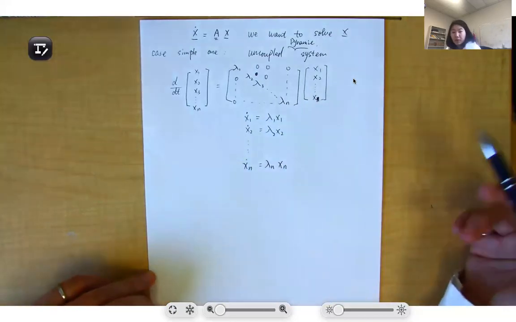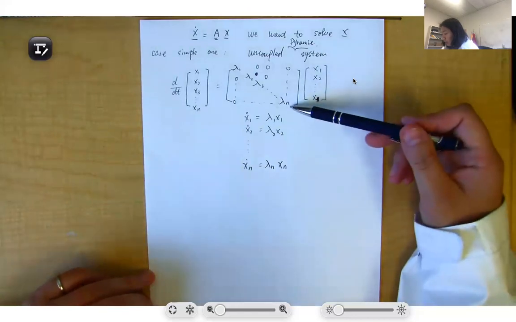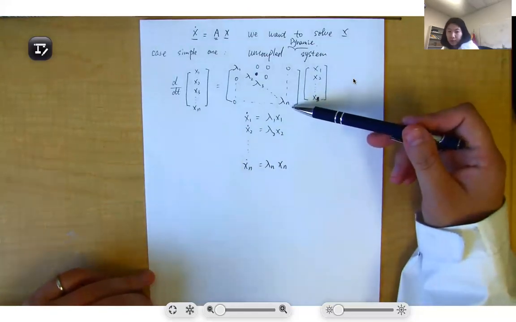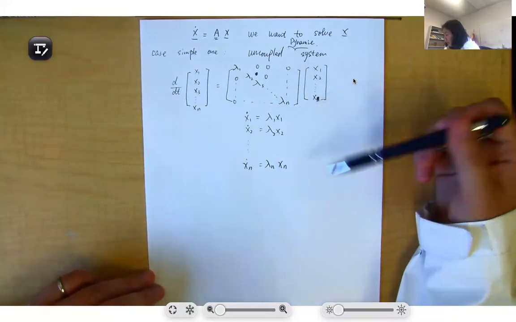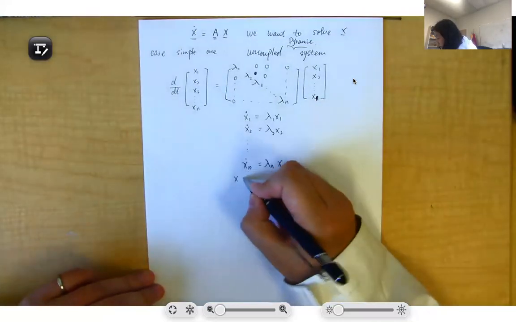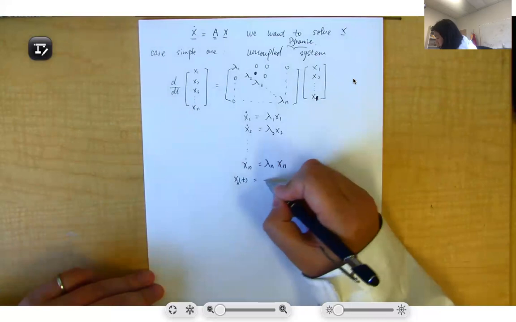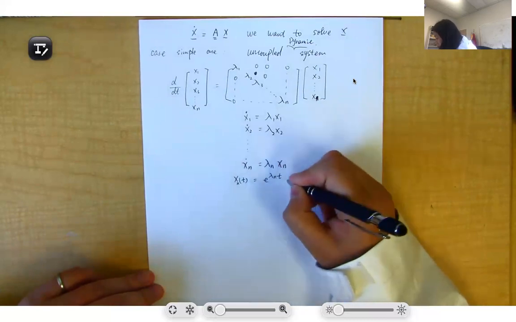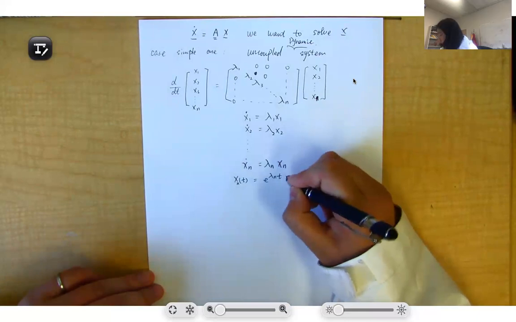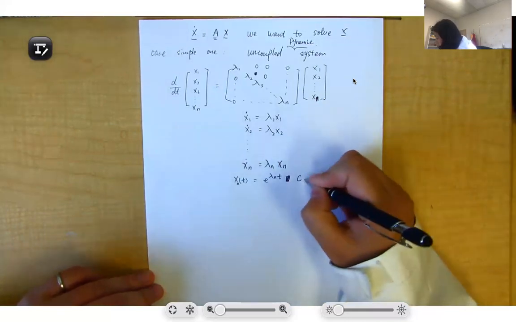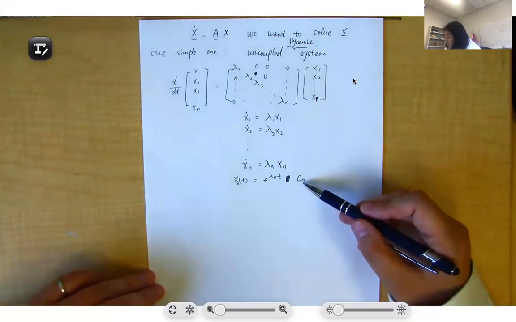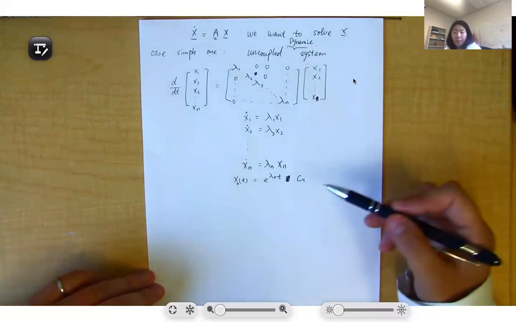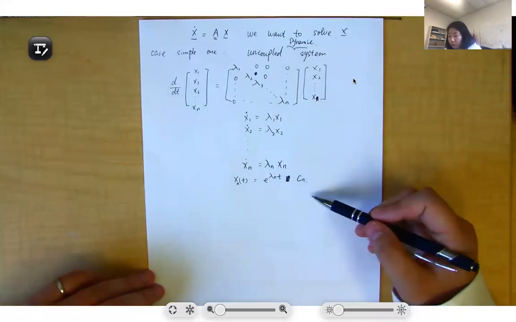Okay, and you know that this is an ordinary differential equation with constant coefficients, so the solution will look like an exponential. Our solution xn(t) will be e to the lambda n t times some constant cn. And this constant will be decided by the conditions, whatever they are. It can be initial value conditions, it can be boundary value conditions.